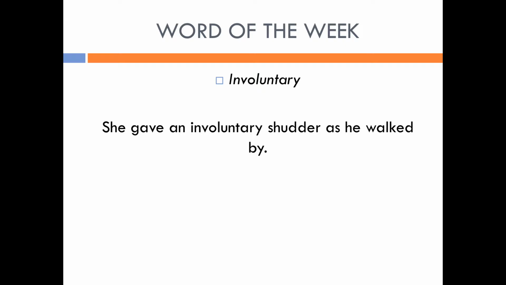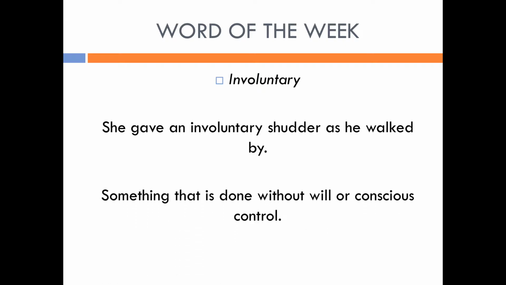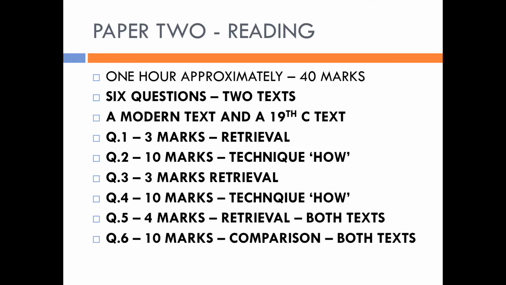Okay, so involuntary, here's the definition: something that is done without will or conscious control. It's the idea that you get a physical reaction to something that you can't control. It's your body reacting before your mind thinks about it. So in the example sentence, she gave an involuntary shudder, so obviously something about the man's appearance or the man's emotions made her shudder or get scared.